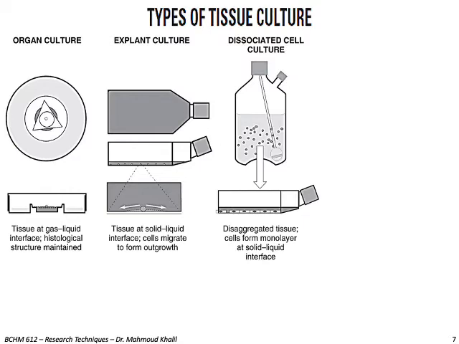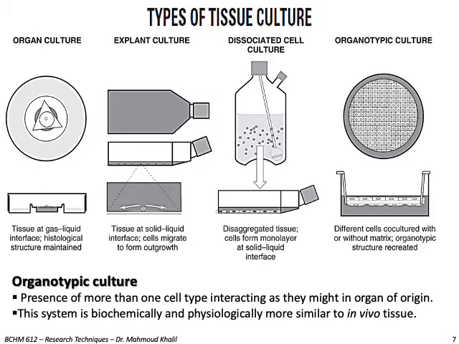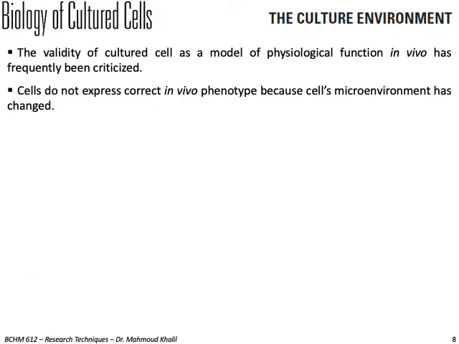solid liquid interface. While in the organotypic culture, there are different cells co-cultured with or without a matrix, and the organotypic structure is recreated. In organotypic culture, there is more than one cell type interacting as they might in the organ of origin. This system is biochemically and physiologically more similar to the in vivo setup. The biology of cultured cells.